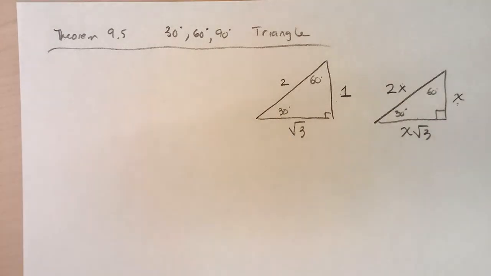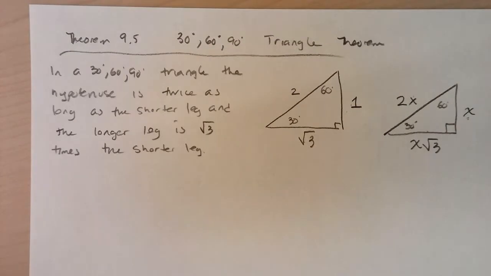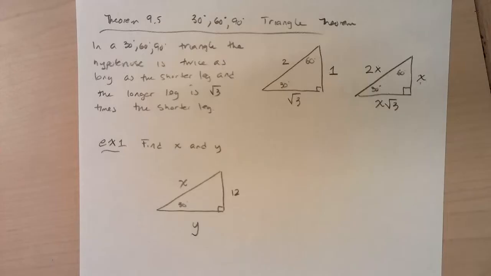And then I'll write down the 30, 60, 90 triangle theorem in words. So in your 30, 60, 90 triangles, we really base everything off of the shorter leg, which is the side opposite the 30-degree angle. So the hypotenuse is twice as long as that. And then the side opposite the 60-degree angle, which is also referred to as the longer leg, is square root 3 times that. And then we'll take a look at some examples as well.